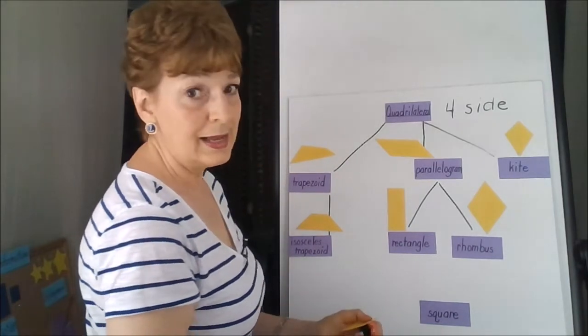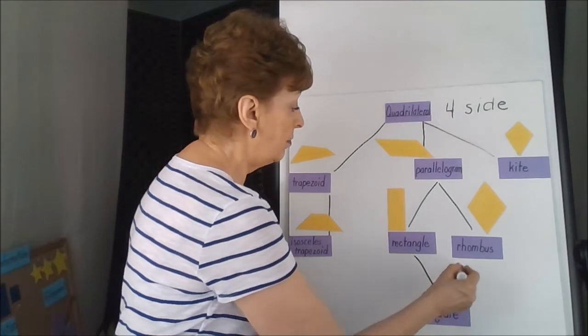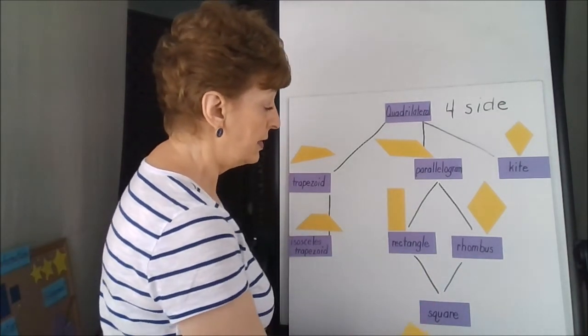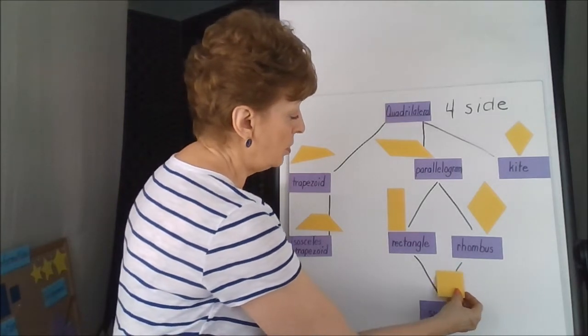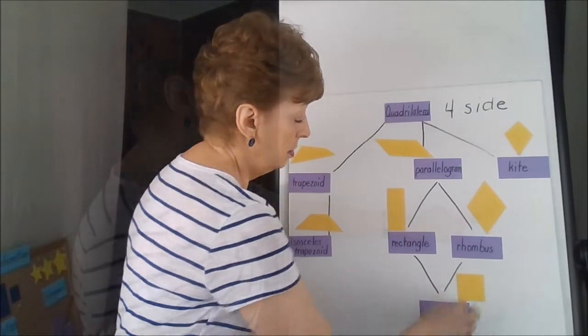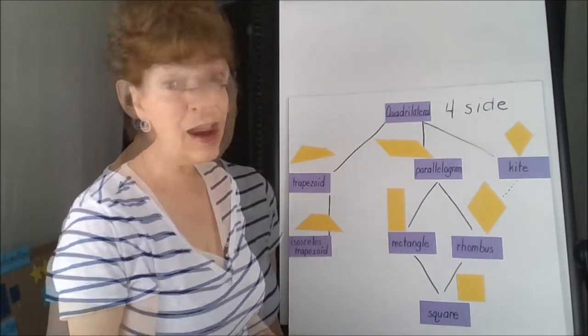The square has attributes of both the rectangle and the rhombus, and naturally the parallelogram as well. So the square has both. In one instance, the rhombus could be thought of as a special kind of kite.